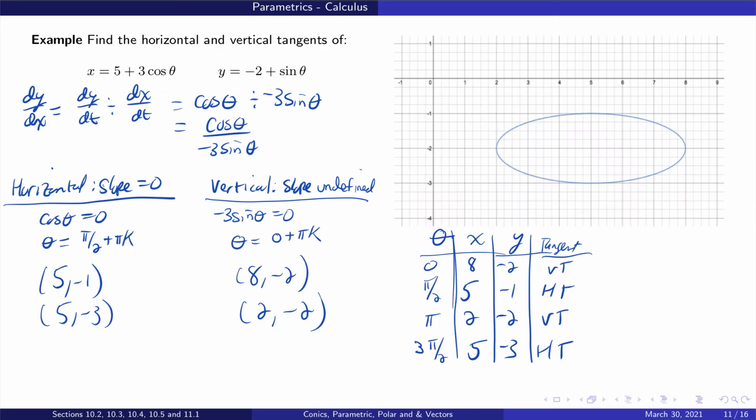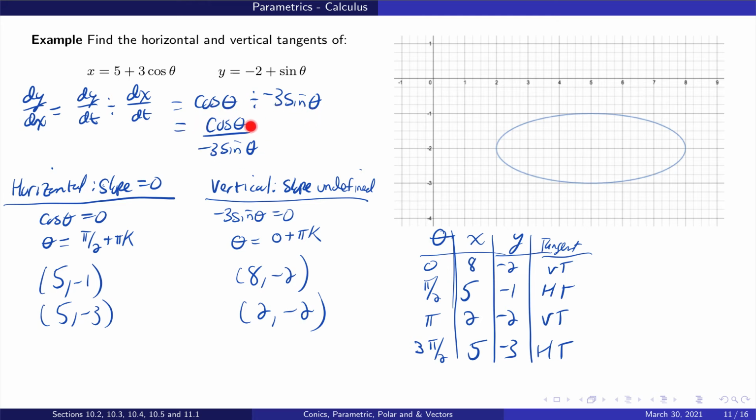Second example, we have another relationship with trig functions in x and y. To find horizontal and vertical tangents, we're going to find a function for the slope and then use the numerator and denominator separately. Again, the slope, or the first derivative, is dy/dt divided by dx/dt. dy/dt is cosine theta, and dx/dt is negative 3 sine theta.